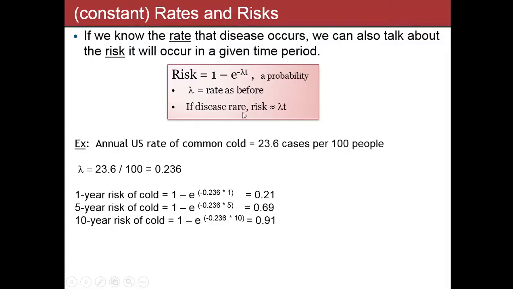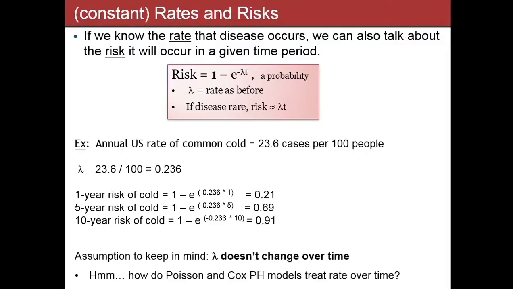But if the disease was rare, if it happened 1 in 10,000 people per year, then in 5 years it's basically 5 in 10,000, more or less. You could get away with it. But for the common stuff, this is the appropriate formula here: 1 minus e to the minus lambda t.